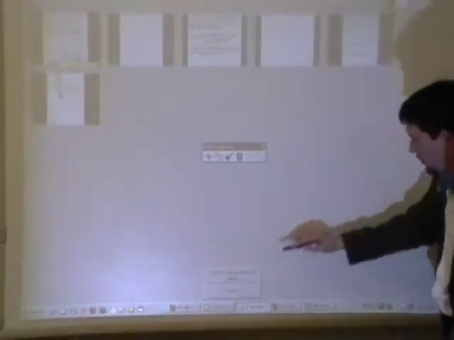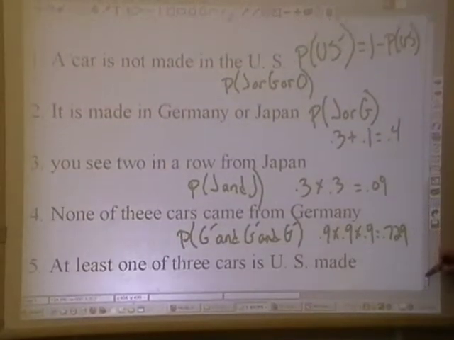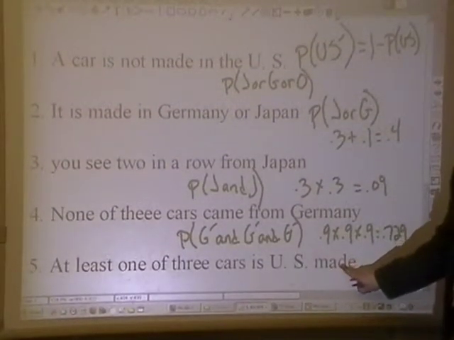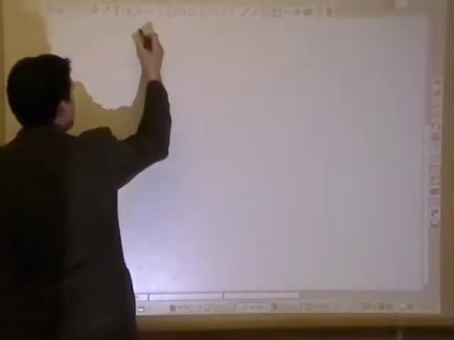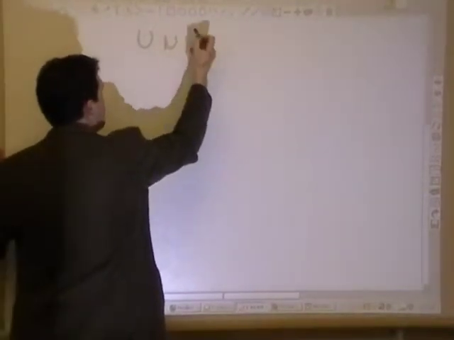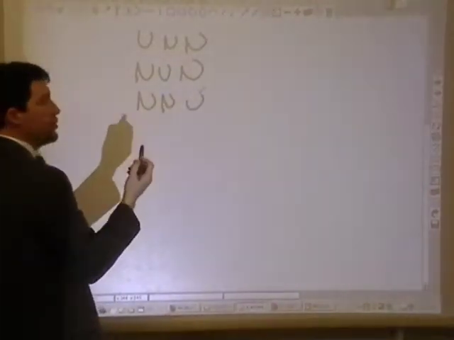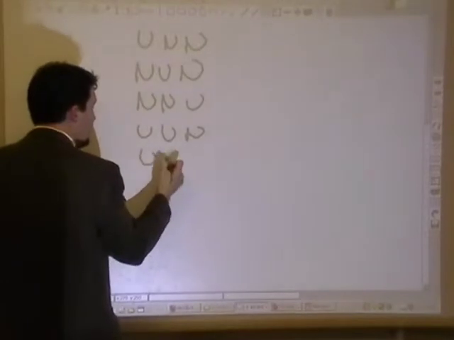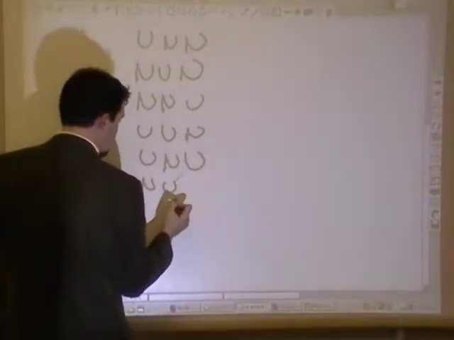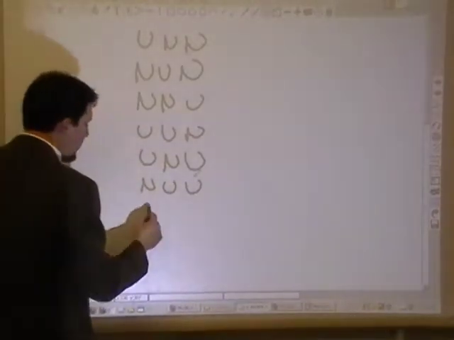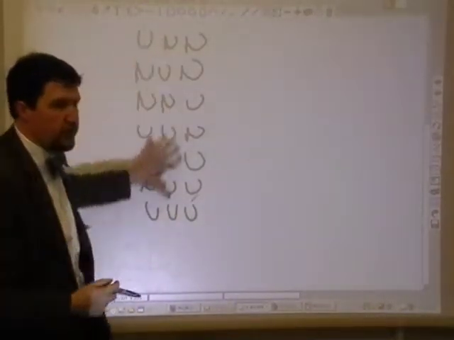Now, let's go back. Let's do it this way because we have this tool here. Let's go back to this very first question. This very first question said, at least one of 3 cars is US made. Okay, here's how I could go about that. I could say, oh, the first car is US, but then we've got not US and not US, or not US and US and not US, or not US and not US and US. Or 2 cars. I could have US and US and not, or US and not US and US, or not US and US and US. Or I could have US and US and US, and I could find all these probabilities.